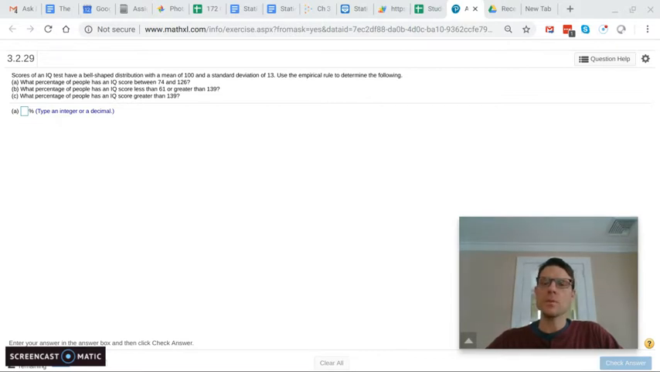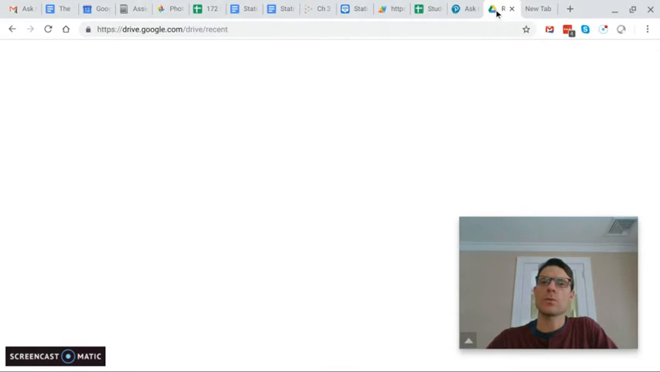Okay, so here our normal distribution is IQ test scores, and we know that the mean of the distribution is 100 and the standard deviation is 13. So we're going to be asked to calculate what percentage of people have IQ scores between 74 and 126, for example. That's the first one. So the first thing is just to go over the empirical rule real quick.